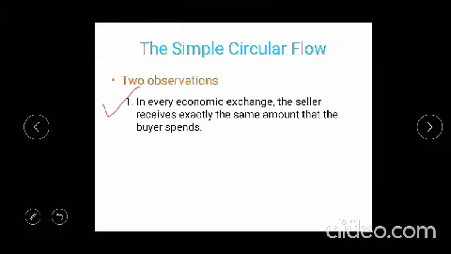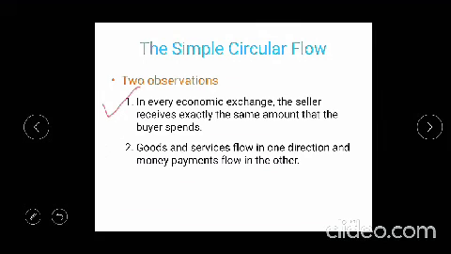Since we are looking at a very simple economic model, here we are not discussing any leakages from the system or any injections from the outside. We are also assuming that the households are not saving anything. At the same time, the business community is not investing anything. So all these leakages and injections have been assumed to be constant. This is one of the assumptions. Once they are assumed to be constant, there is a simple circular flow where the buyers spend and the sellers receive.